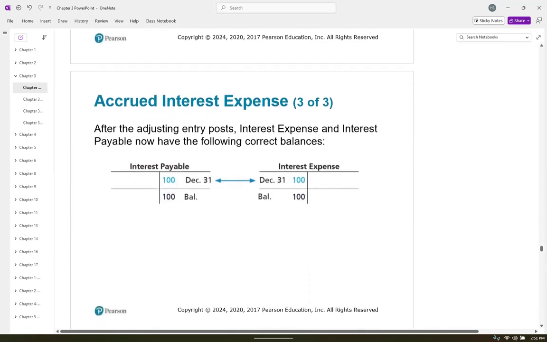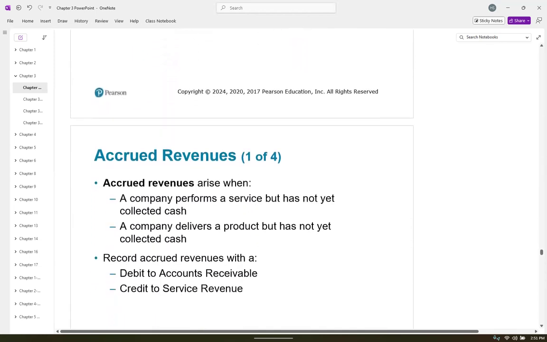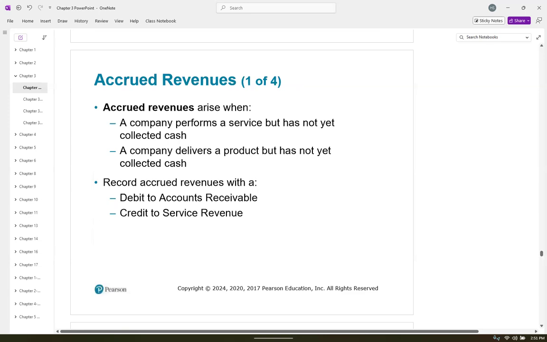Okay. They put it here in T accounts for us. Sometimes that's easier to see. The next one is accrued revenues. This might be the easiest one of the 4 categories of adjusting entries because you've already been making this entry, okay? You just didn't realize it, okay? So this is when a company has performed the service, but they haven't gotten the cash yet. Or the company delivers the product, but they haven't collected the cash yet.